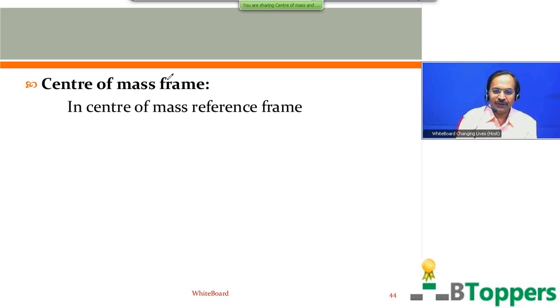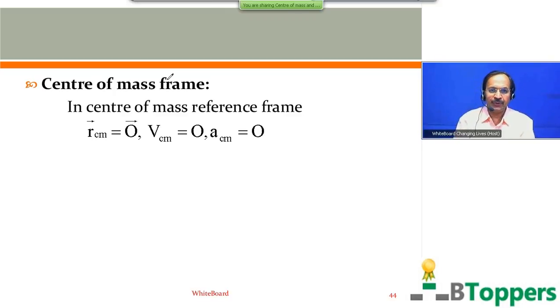So in the center of mass reference frame, R CM bar equals 0 bar, V CM equals 0, and F CM equals 0.